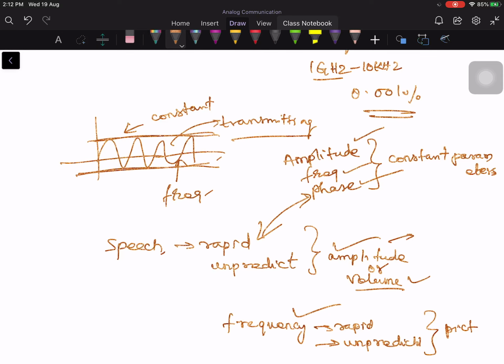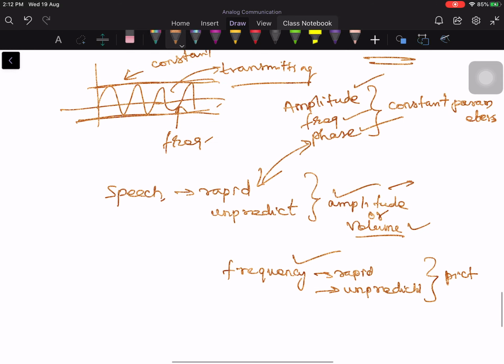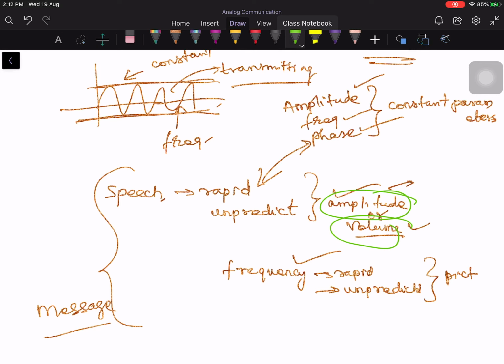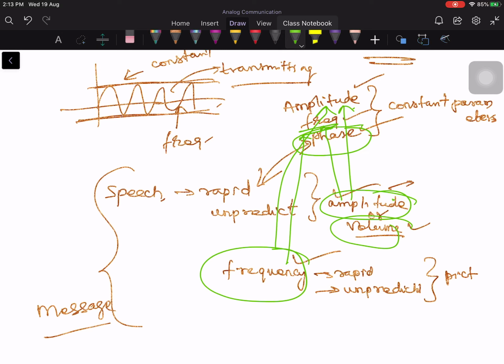With respect to message means with respect to amplitude or with respect to frequency, because in the message I have two attributes now. One is amplitude and another one is frequency. So are you going to change the amplitude of the carrier with respect to amplitude of the message or with respect to frequency of the message? Are you going to change the frequency of the carrier with respect to amplitude or with respect to frequency of the message? Are you going to change the phase of the carrier with respect to amplitude of the message or with respect to frequency of the message? So that's what one needs to understand in this one.